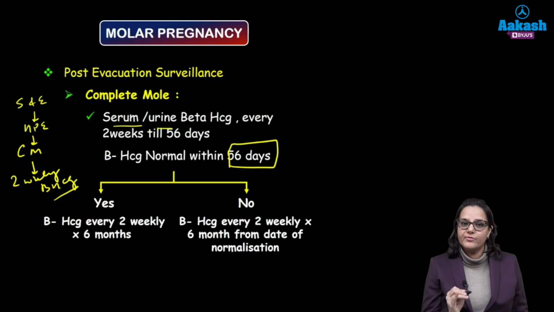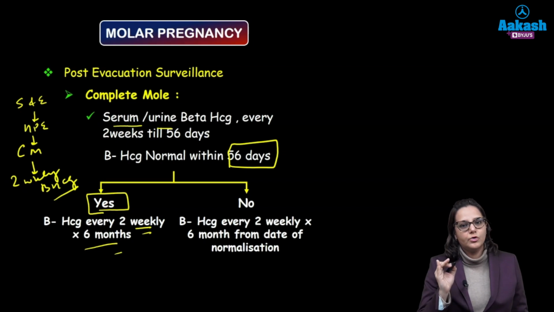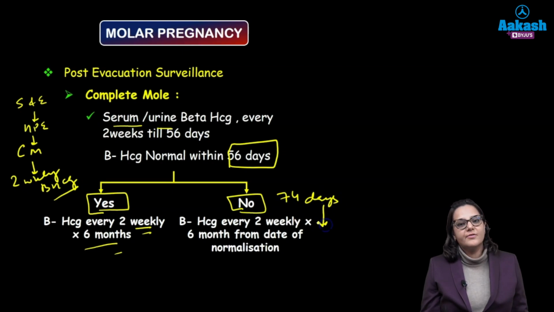Okay. Now if before 56 days the beta HCG normalizes, then we will monitor beta HCG every 2 weeks for 6 months. Okay. So 56 days, beta HCG normalizes, again we monitor every 2 weeks for 6 months. Okay. Now what about if it doesn't normalize by 56 days? Suppose it normalizes by 74 days. Then what are we going to do? Starting from this 74 days, we will monitor the beta HCG again for 6 months, 2 weekly. Okay. Hope I'm clear about this.